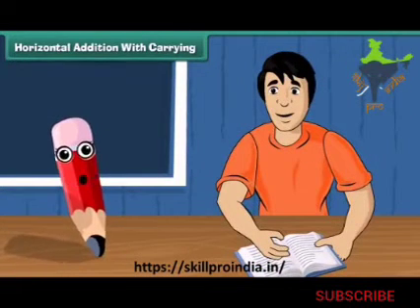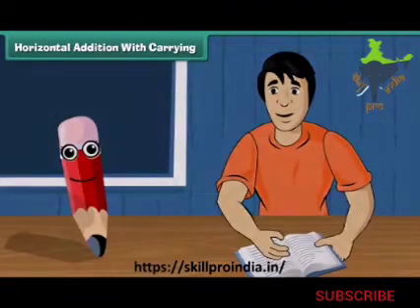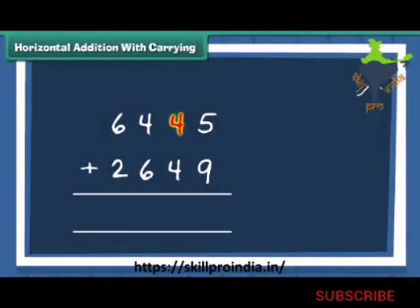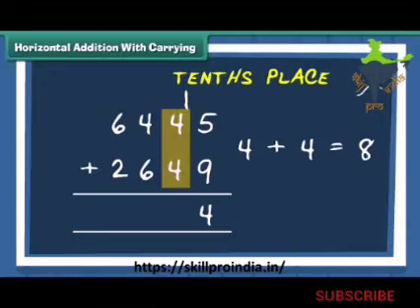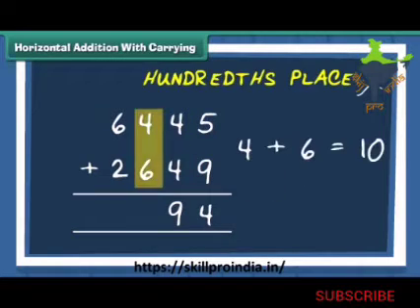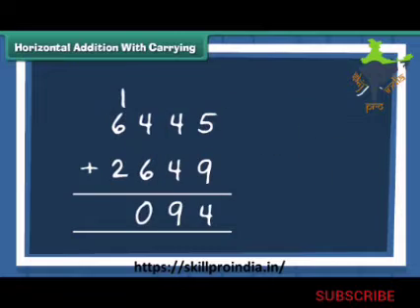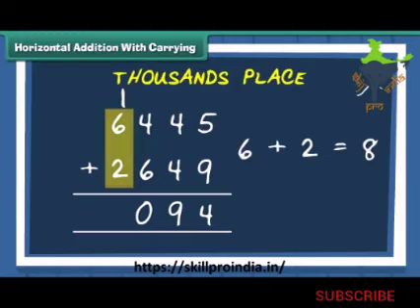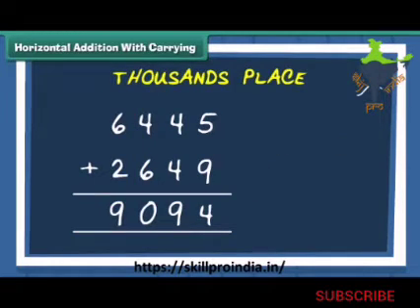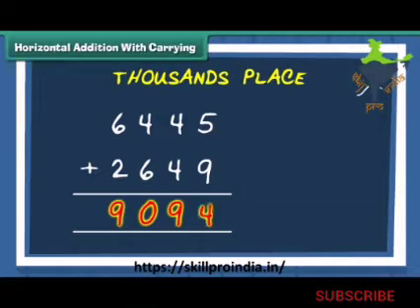Let us practice one more example with a bit of a twist. We have 2 numbers, 6445 and 2649. Add the numbers at ones place. Now carry 1 to the tens place. Add the tens. Then add the numbers at hundreds place. We have 1 number carried on to thousands place. Add thousands to get the right final answer. So, the answer to the problem is 9094.